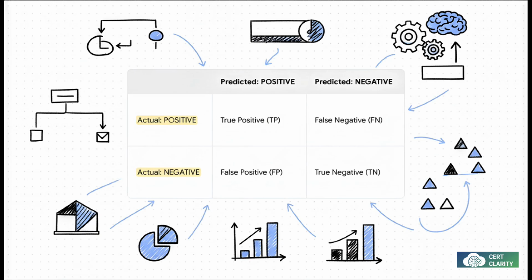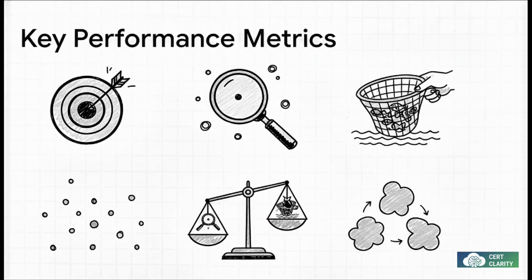For any model that classifies things, like spam versus not spam, this matrix tells you exactly where it's winning and where it's failing. And from that matrix, we get all these different performance metrics. But, and this is a big but, the syllabus hammers home that no single number tells the whole story.